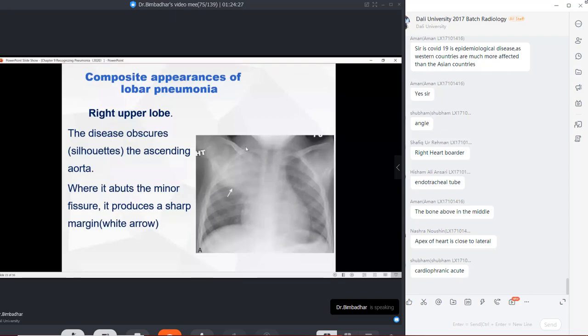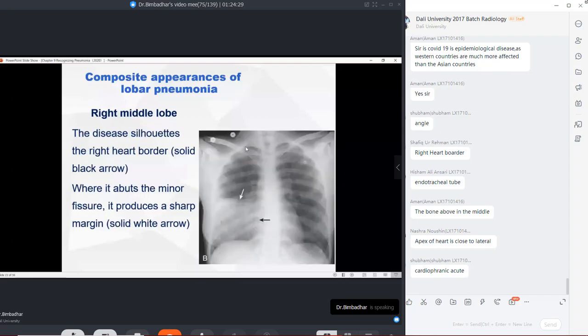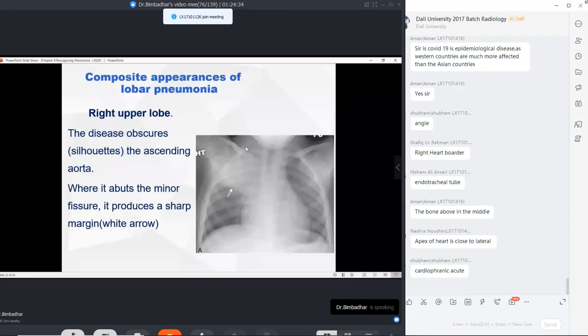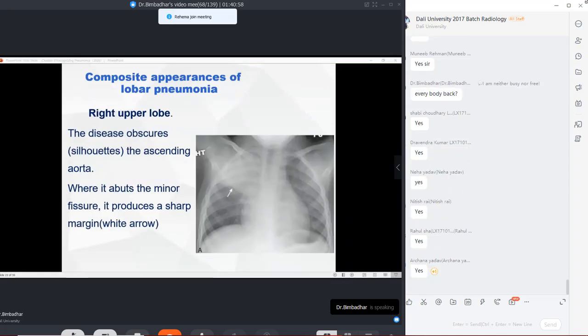Which can also happen in streptococcal pneumonia as well. If it is in a hospitalized patient, it is pneumococcal pneumonia. If it is in a community patient, it should be streptococcal. Right, that's what the most important causes are. All right, so now let's continue. If the right upper lobe is silhouetting with the shadow of the ascending aorta, we came to know it is the right upper lobar pneumonia.